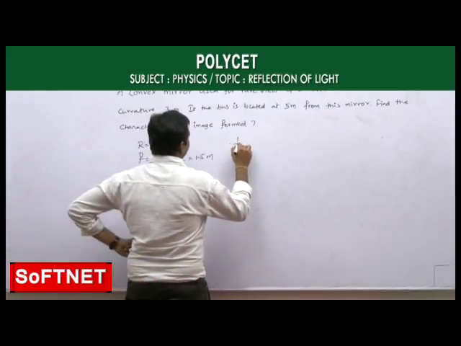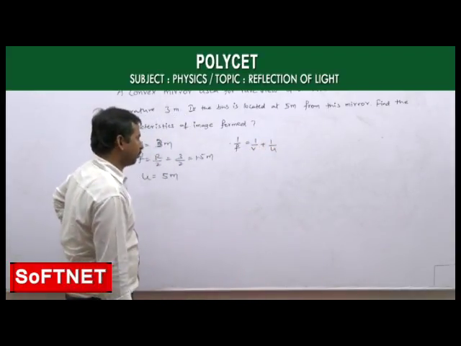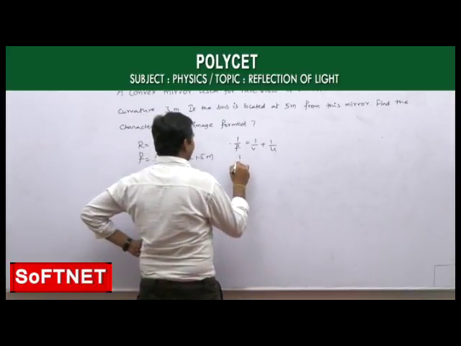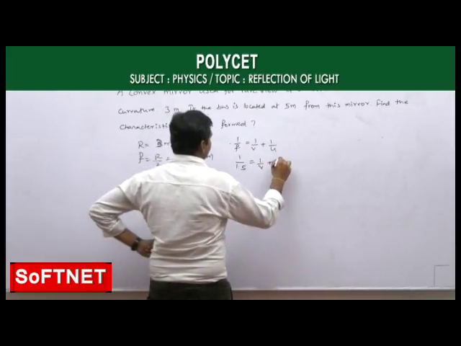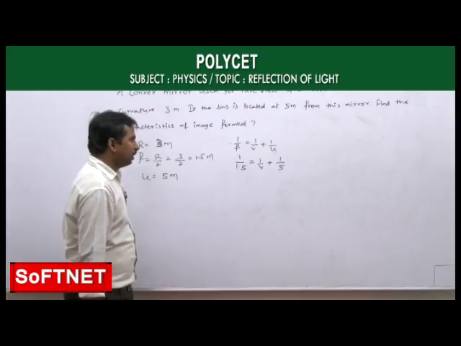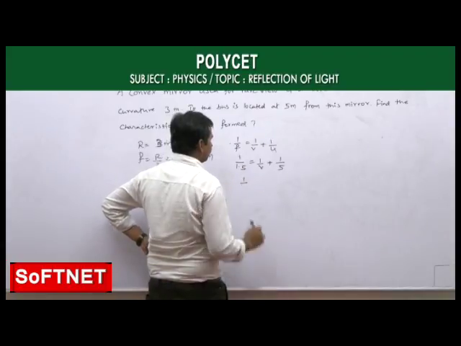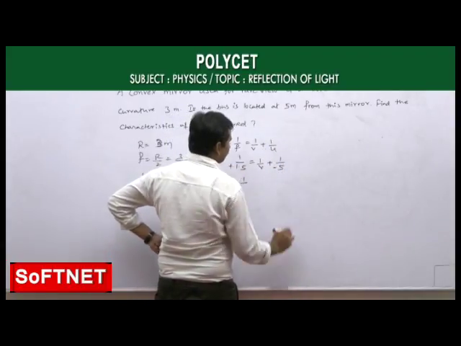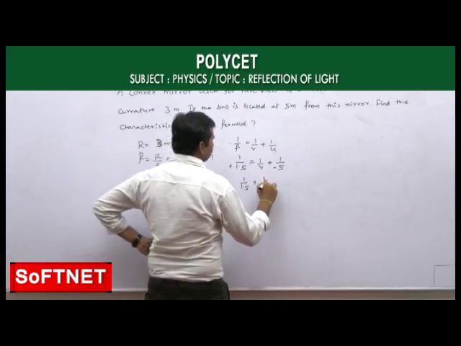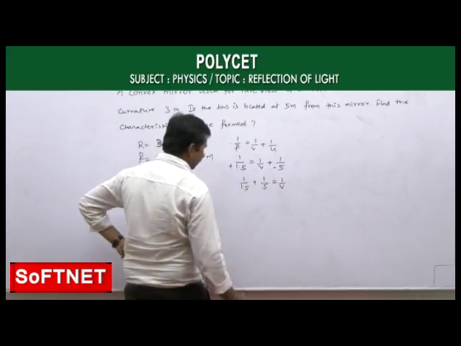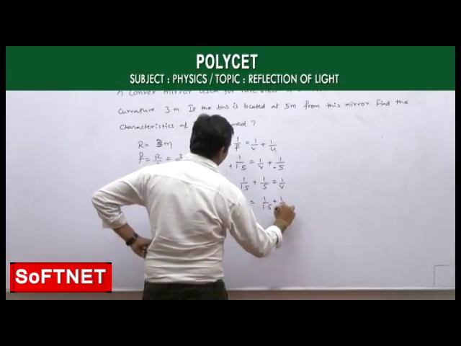According to our mirror formula, 1 by f is equal to 1 by v plus 1 by u. The f value given is 1.5, and u is 5 meters. Then 1 by v is equal to, if you apply the sign convention, the focal length is positive for convex and the object distance is negative. Bring that minus to this side. Then 1 by 1.5 minus, becomes plus 1 by 5, is equal to 1 by v. So finally 1 by v is equal to 1 by 1.5 plus 1 by 5.